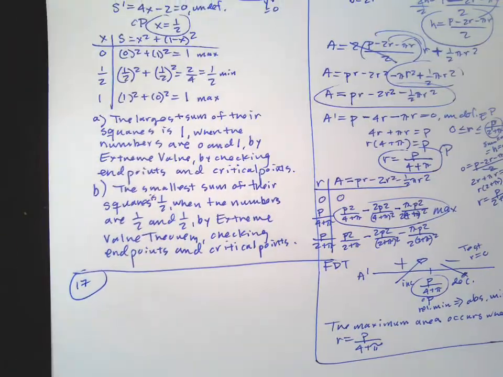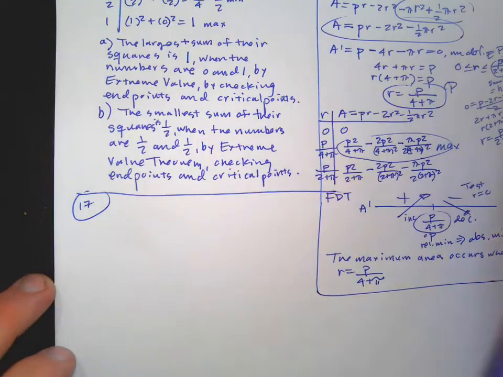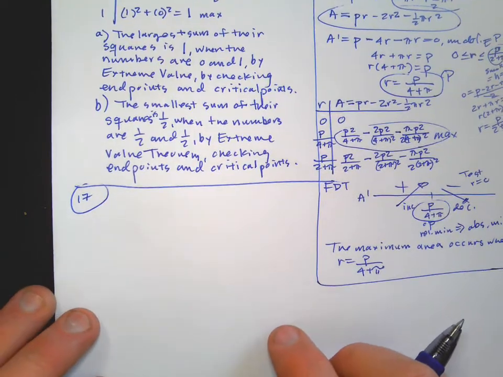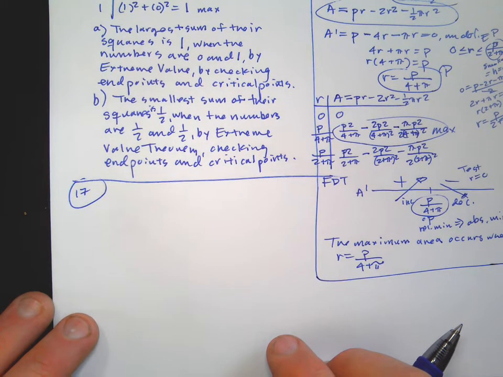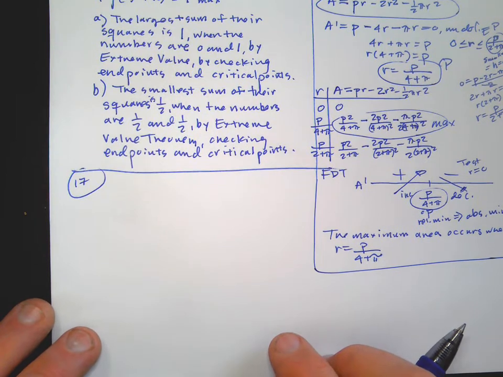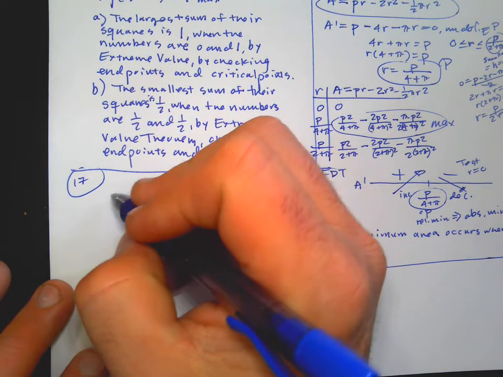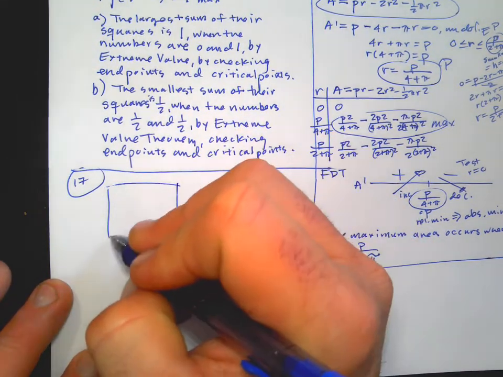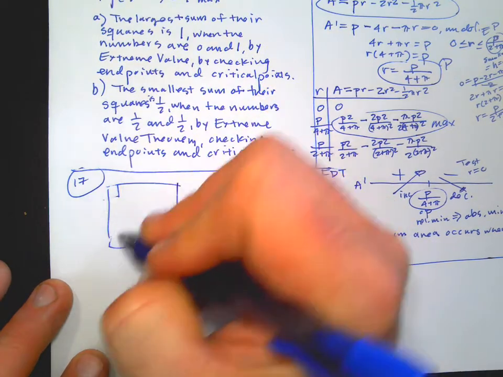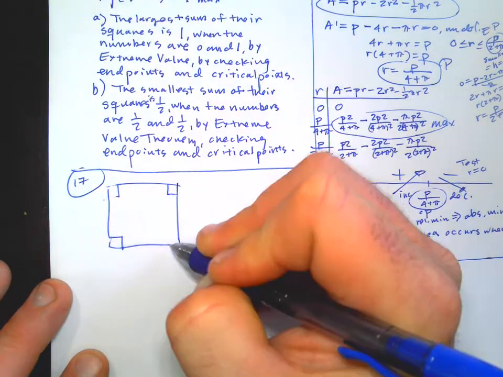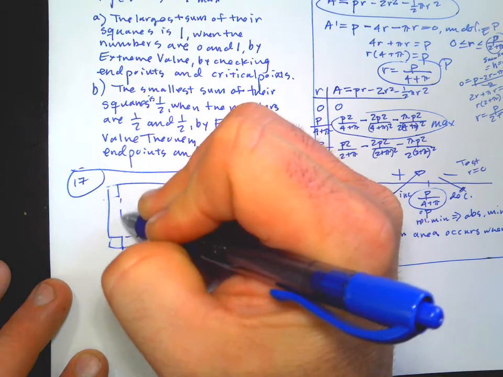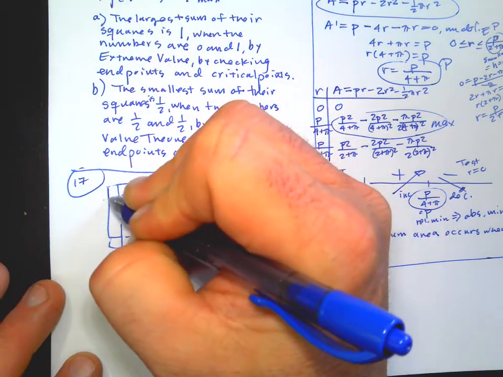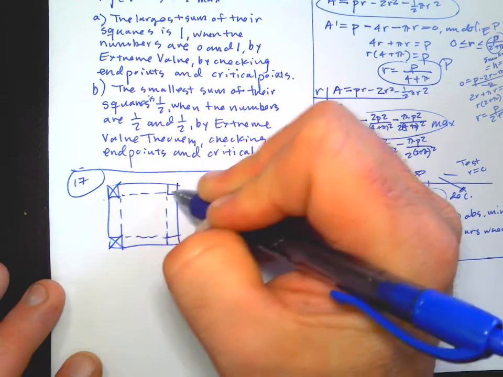17 says a sheet of cardboard 12-inch square is used to make an open box by cutting squares of equal size from the four corners and folding up the sides. What size square should be cut to obtain a box with the largest possible volume? So we have a square sheet. We're going to cut corners out of equal size and then fold up the sides to make a box. And it's open, there's no lid. So we've got to cut these out.